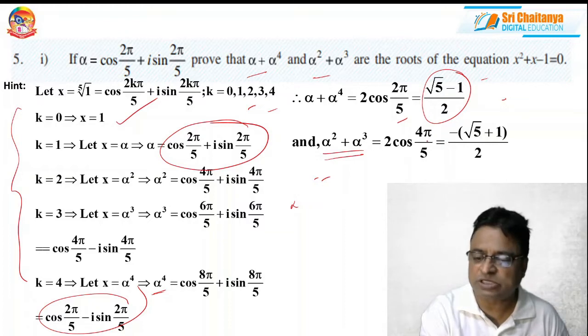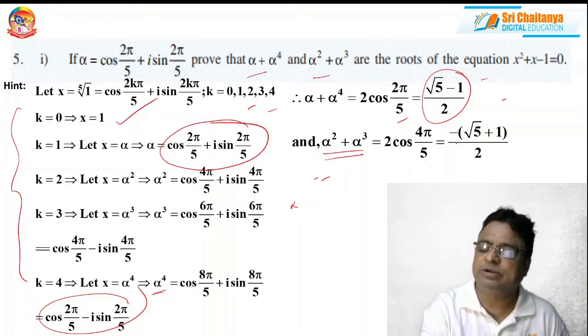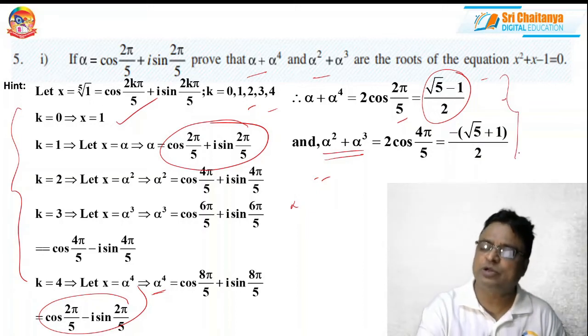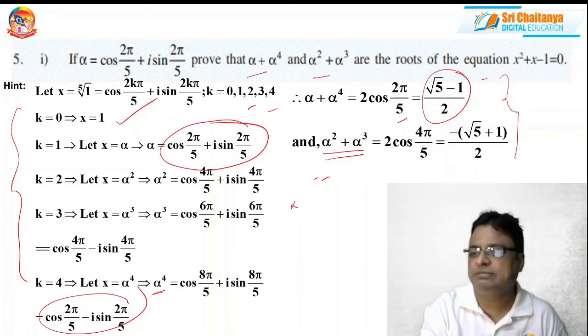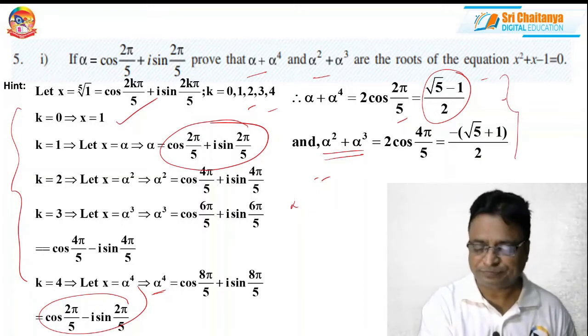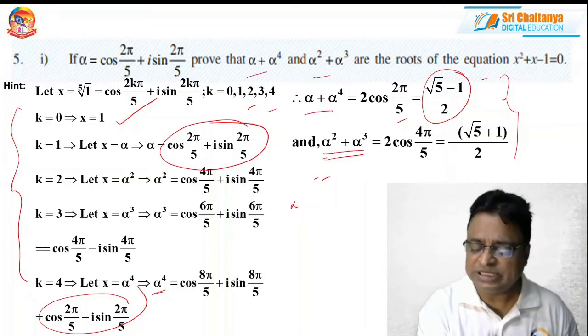That is again 2 cos 4 pi by 5. That is equal to minus root 5 plus 1 by 2. If you are good at these values only, you can solve the problem very easily. So now, this is one root, this is another root.